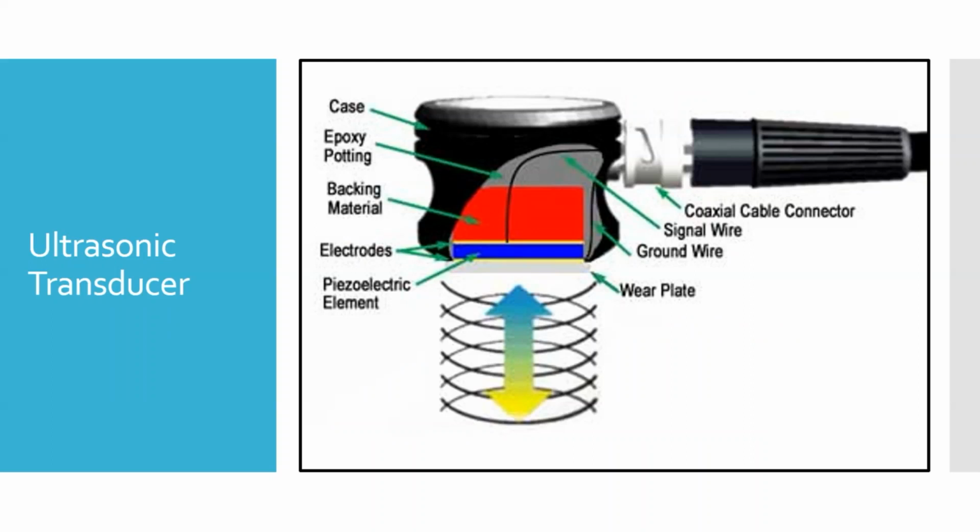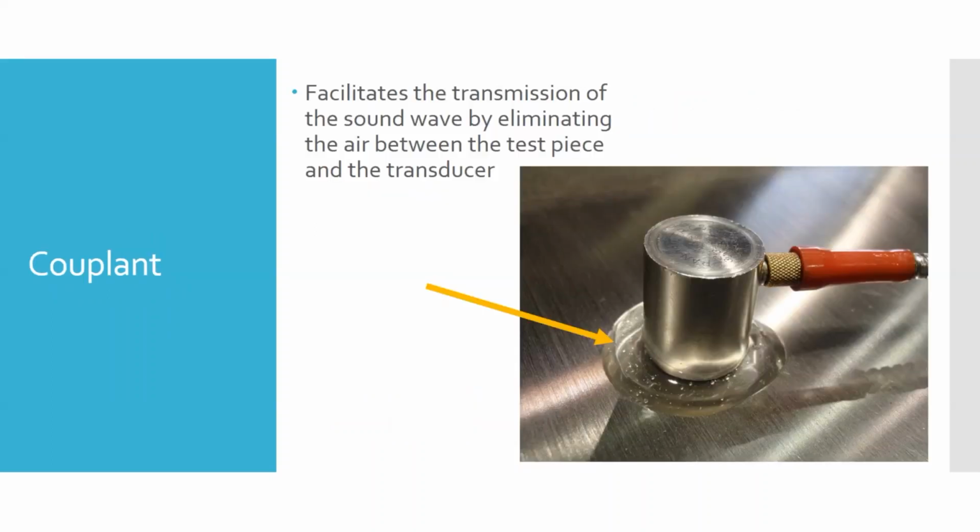Epoxy, being plastic, isn't going to conduct the sound as well. And then we have the electrodes, and I mentioned there's a wear plate on the front because we don't want to be scraping this piezoelectric element directly on the surface of the part that we're testing. In order to get these to operate like they are intended, we need to make sure that the sound is going to transmit into and out of our test piece as efficiently as possible. We don't want to lose any energy. We want to lose as little energy as possible, right?